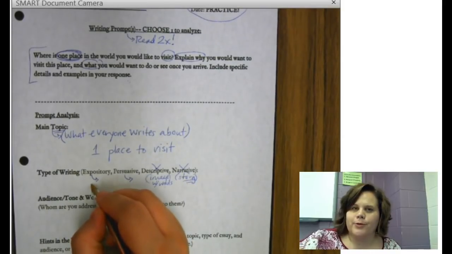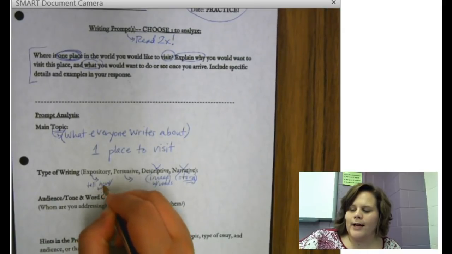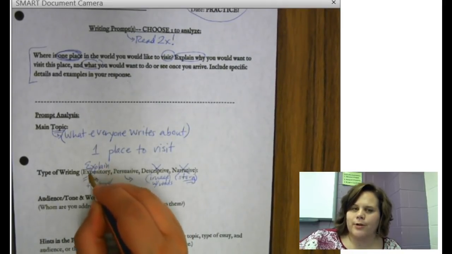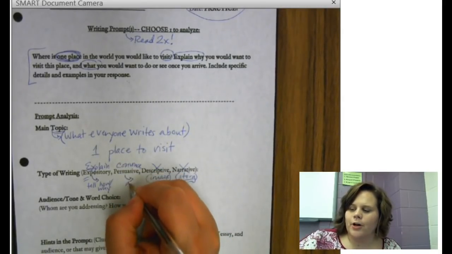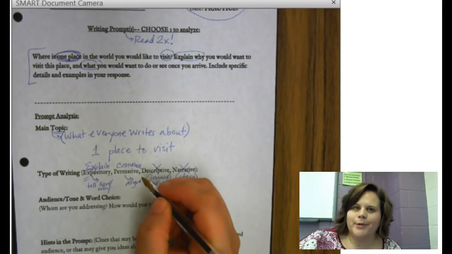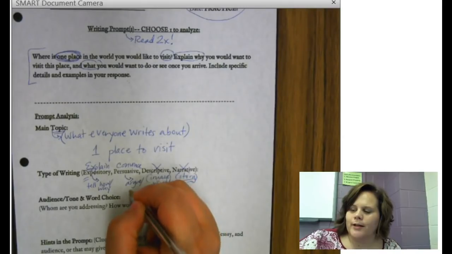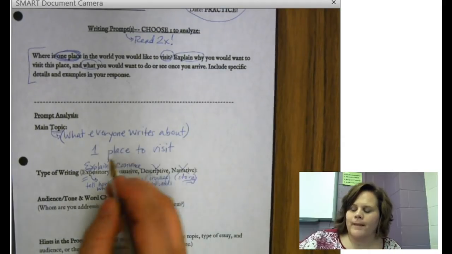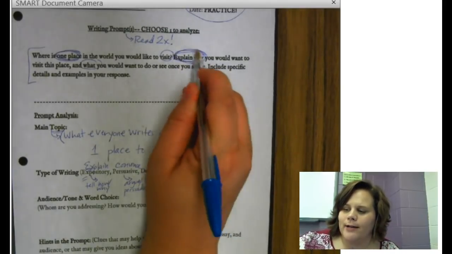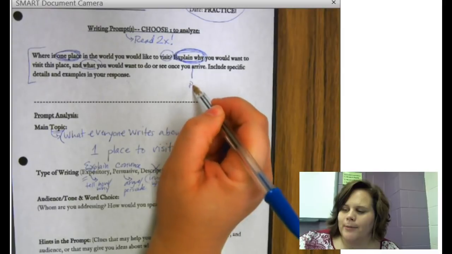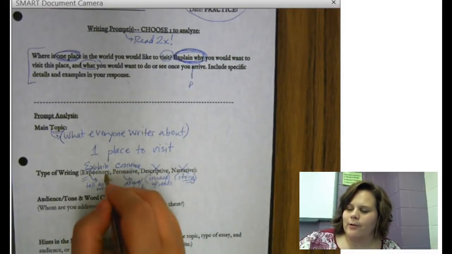Expository means to expose, like to tell. So you're telling how or why, you're explaining. Expository, explain. Persuasive, you're going to try to convince. You're going to argue, not like fight, but like prove your point, give your opinion, argue, or persuade. So, what type of writing do we have? And it says, explain why. Explain why. I'm going to put a P for purpose. Explain why, so that would be expository.